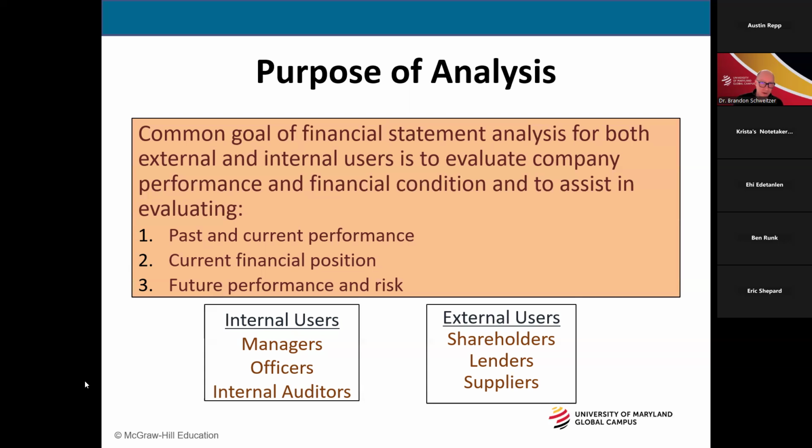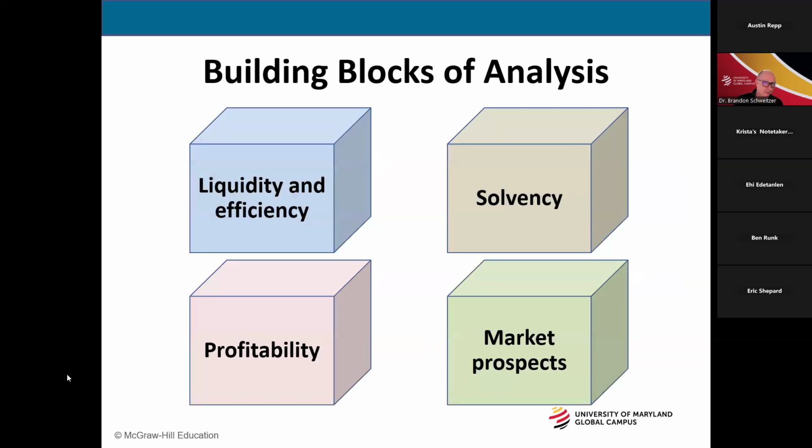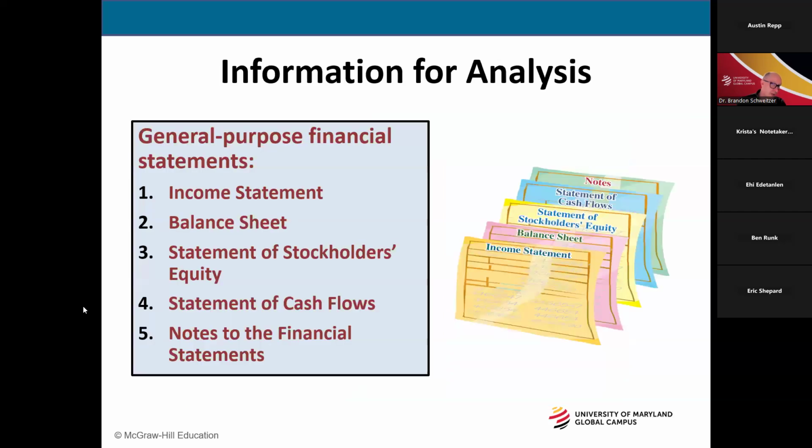So let's take a look at a couple of different ways that we analyze those financial statements. We look at liquidity, efficiency, solvency, profitability, and market prospects. And we do this in a couple of different ways. The first thing we do is we look at the company's income statement, balance sheet, statement of owner's equity or stockholders' equity, statement of cash flows. And then we also look at the notes to the financial statements.